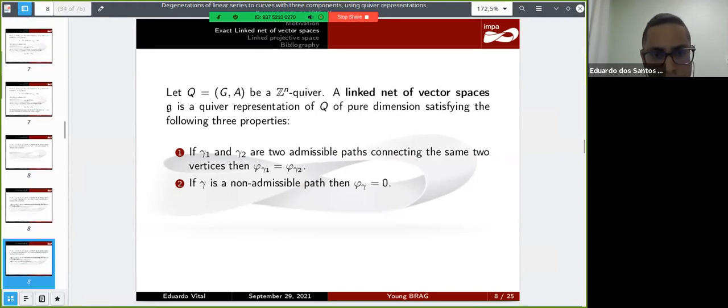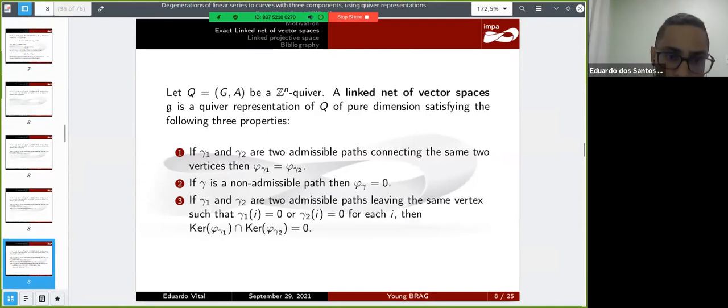And if gamma is a non-admissible path, then phi gamma is equal to 0. And finally, if gamma 1 and gamma 2 are two admissible paths leaving the same vertex, such that gamma 1 i is equal to 0, or gamma 2 i is equal to 0 for each i from 0 to n, then the kernel of the map phi gamma 1 intersection the kernel of phi gamma 2 is equal to 0.